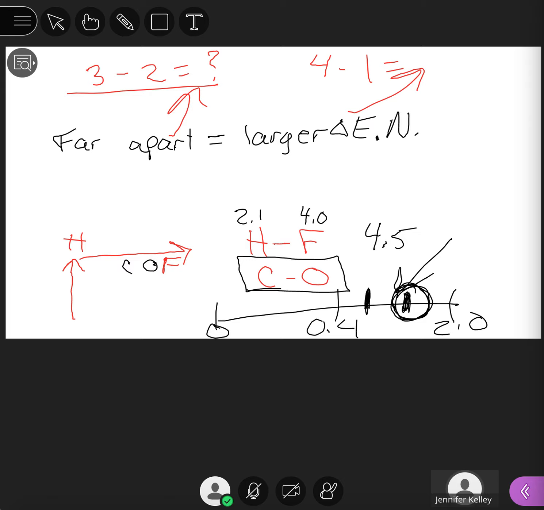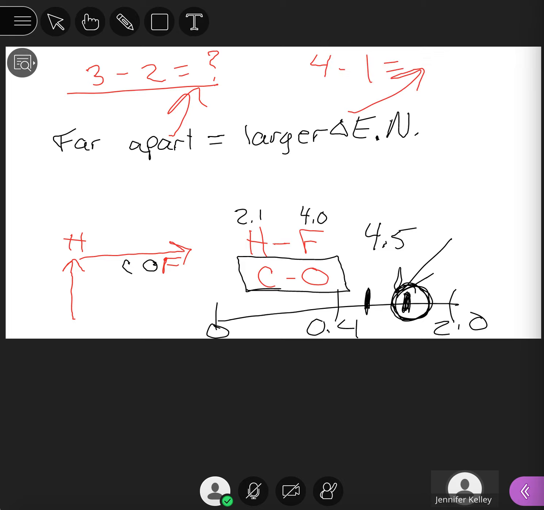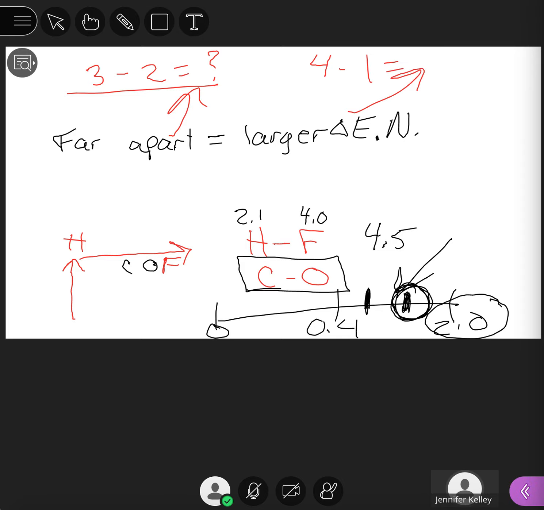And then there's a question that asks you to identify an ionic bond. And so for an ionic bond, you just want to remember that it's anything from 2 and up, or if you see a metal and a non-metal.